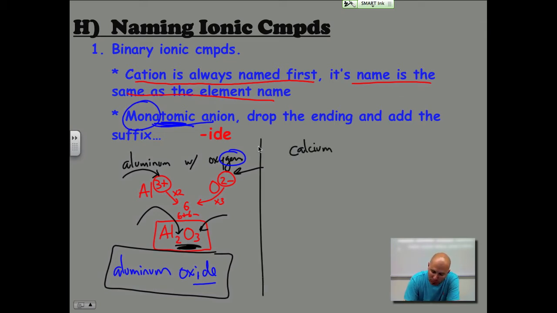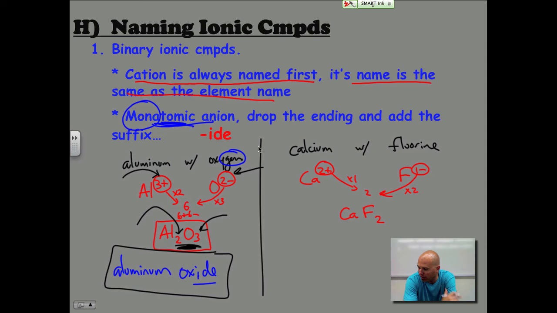Calcium with fluorine. Okay, calcium, you look at it on the periodic table, it's number 20. It has a 2+ charge when it forms its ion. Fluorine is number 9. It has a 1- charge. So you've got your 2+, your 1-, the least common is 2. We need 2 fluorines and 1 calcium to get our correct formula.